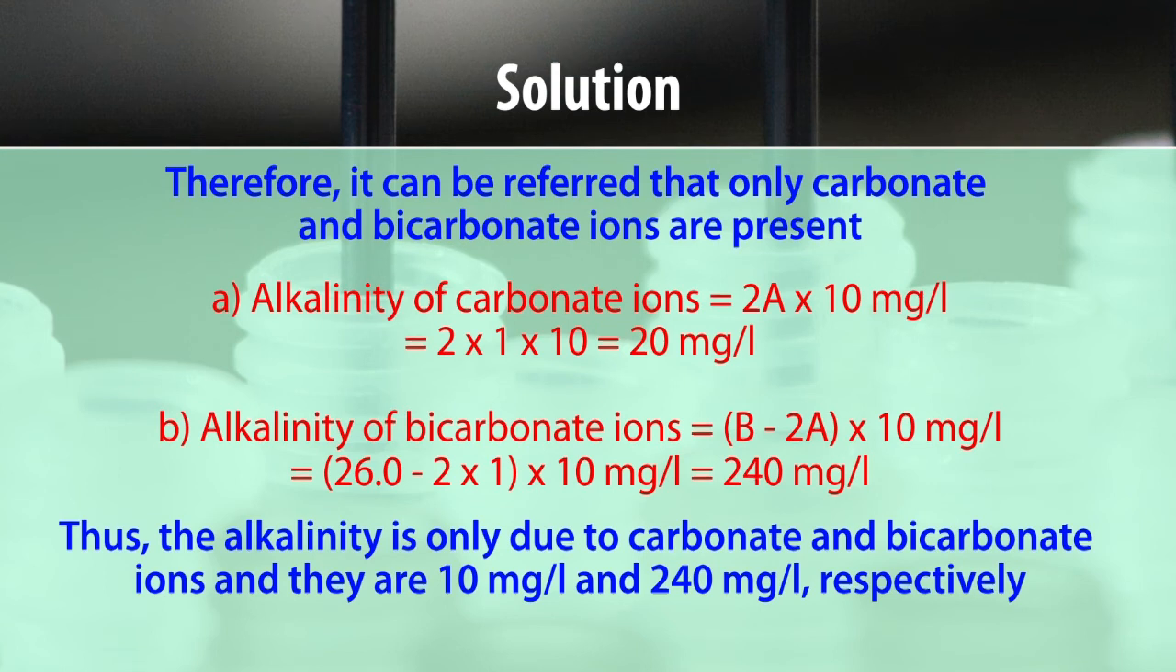So alkalinity of carbonate ion is equal to 2A into 10, which is 20 milligram per liter. Here A is equal to 1 milliliter. Alkalinity of bicarbonate ion is equal to (B minus 2A) into 10 milligram per liter. The answer comes to 240 milligram per liter. Thus the alkalinity is only due to the carbonate and bicarbonate ions, and they are 20 milligram per liter and 240 milligram per liter respectively.